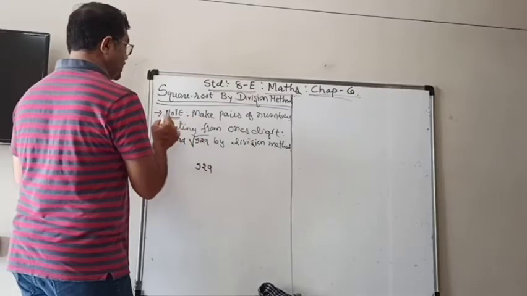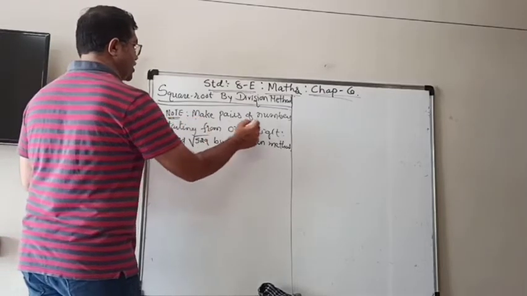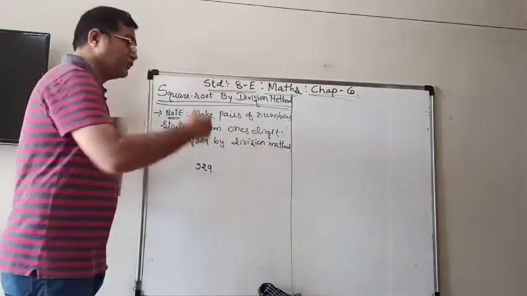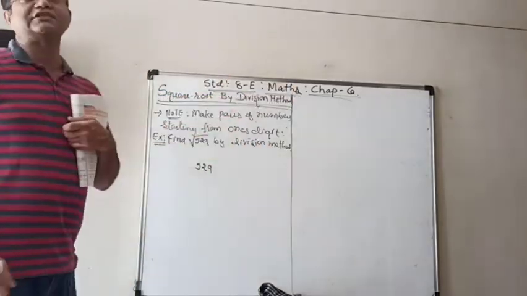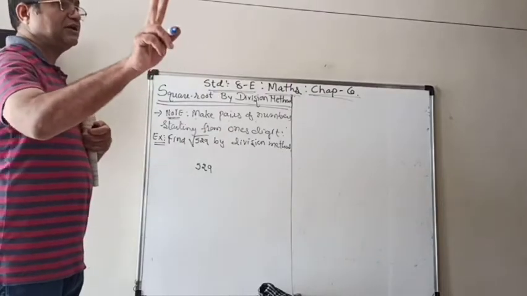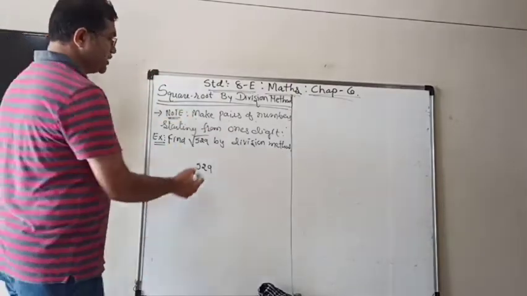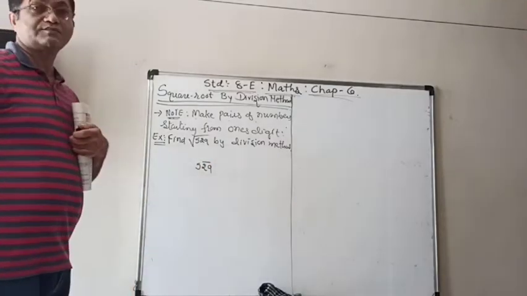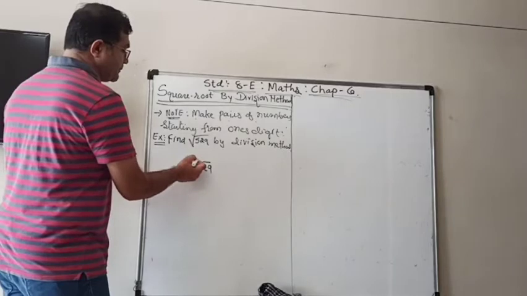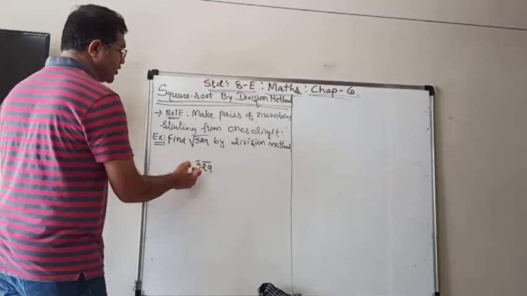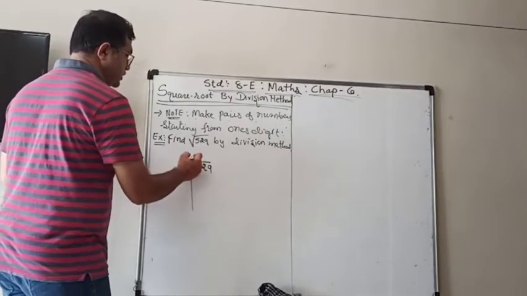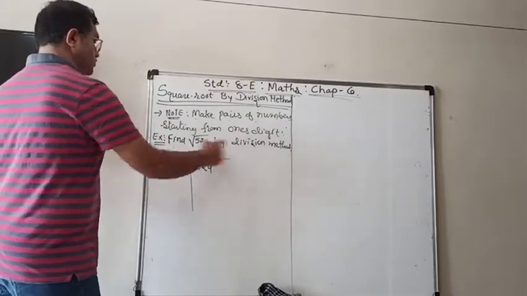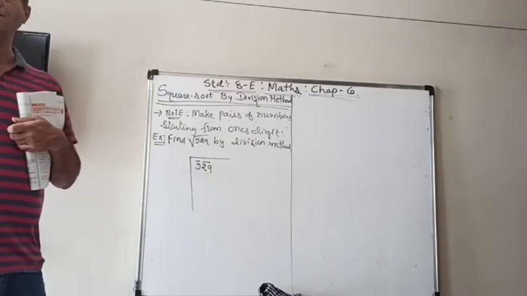So as I told you, here also I wrote a note that make pairs of numbers starting from the ones digit, meaning from the right side make the pairs. Pairs means two digits. So here if I start from 9 and 2, there is a pair, meaning 29. Now here it cannot be a pair, so we can just make a bar on the 5 only. And then you have to do like that for the division.